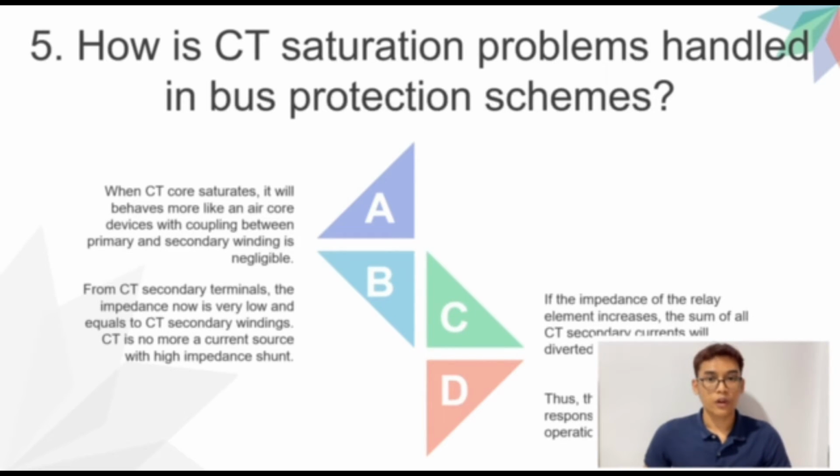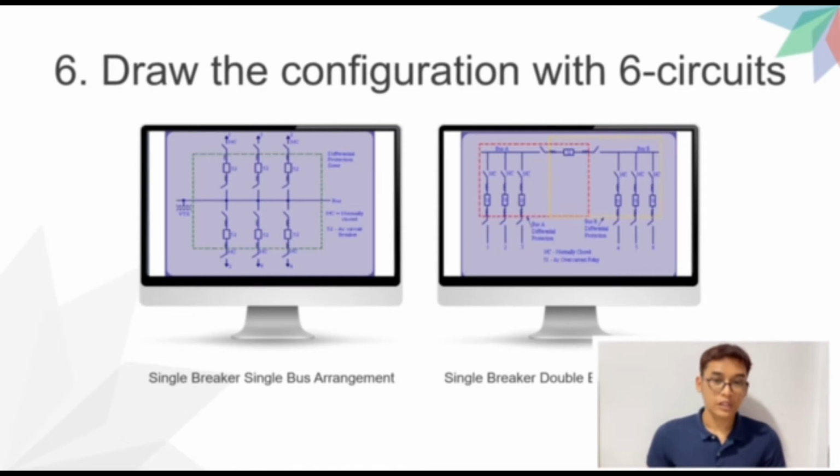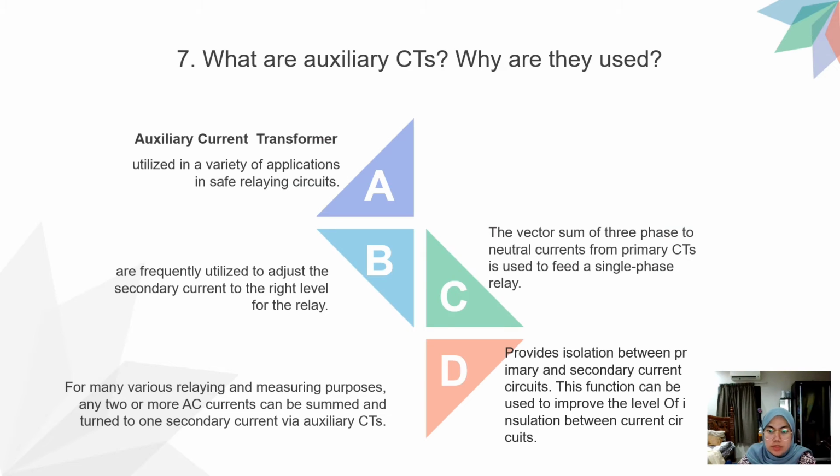Now, for question 6, draw the configuration of 6 circuits. For 6 circuits, we have two: single breaker single bus arrangement, and on the other hand, single breaker double bus with bus tie. So that's all from me. Thank you.